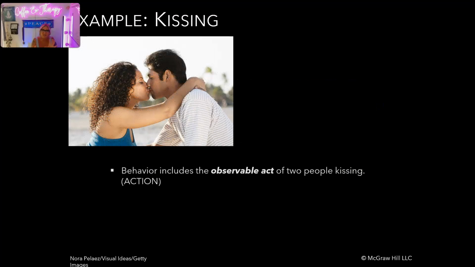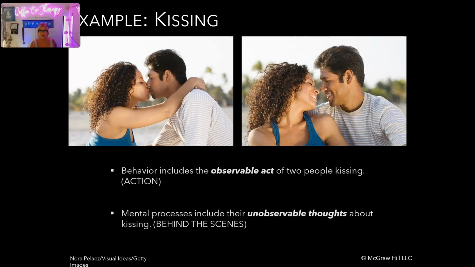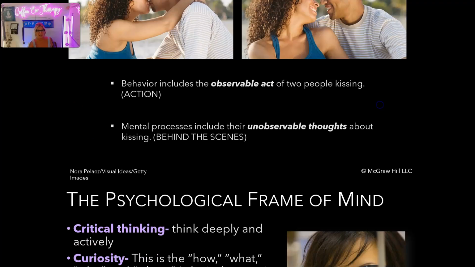All right, so just to give an example that's in the text, they give kissing as an example. So the behavior is something you're observing. You're seeing two people kissing. That's the action. And then the mental process behind that, those thoughts, those unobservable things that you do not see, those are behind the scenes. So what are those thoughts that you are feeling as you are kissing?